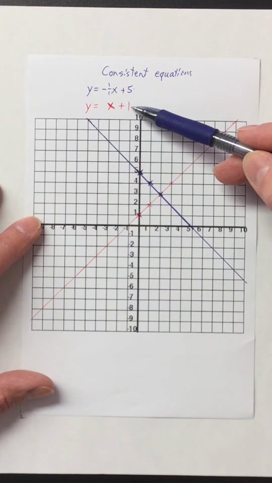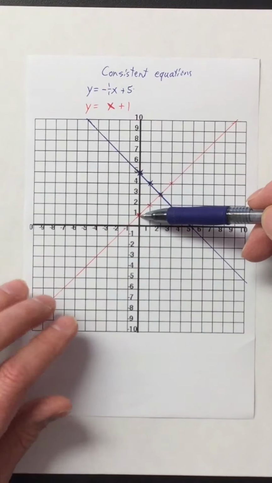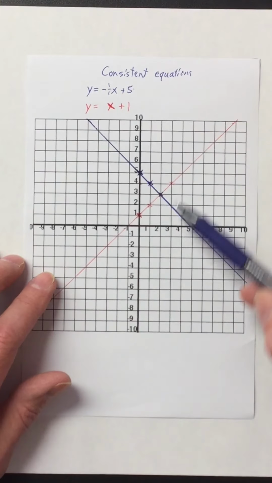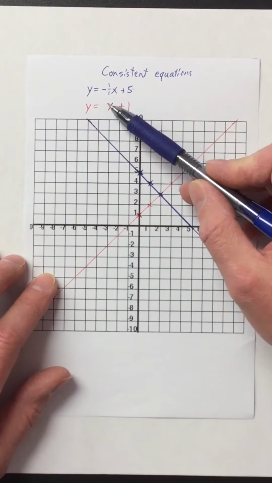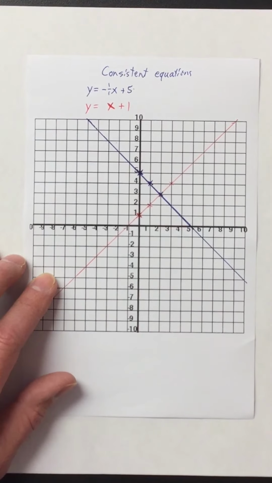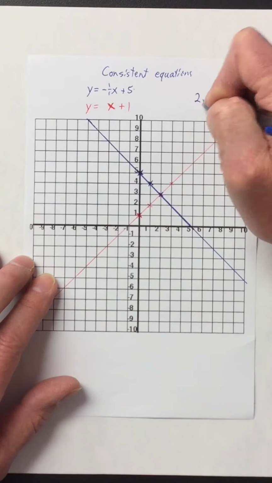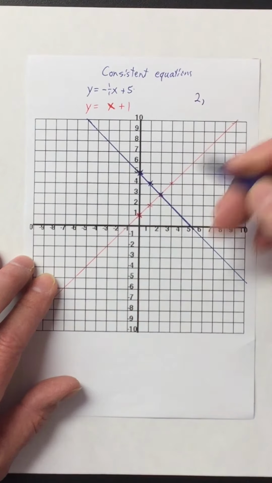My second equation has an intercept of 1, so there that is. It has a positive slope, meaning it goes up, and also 1 over 1. So it goes up 1, over 1, and here that's graphed. And we can see that they cross there at coordinates x is 2 and y is 3. So these are consistent equations because they cross.